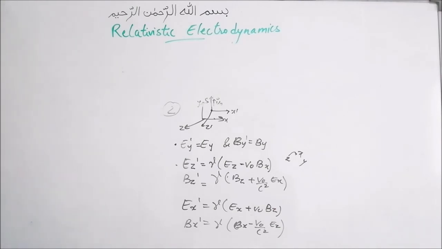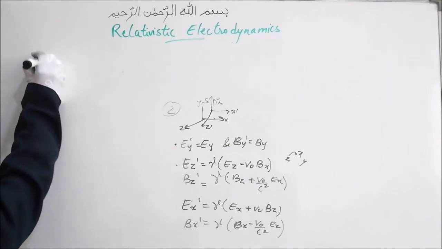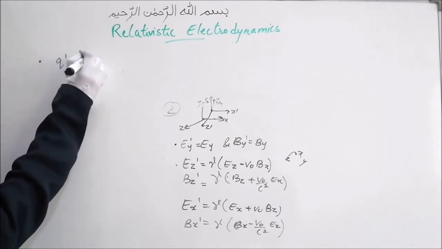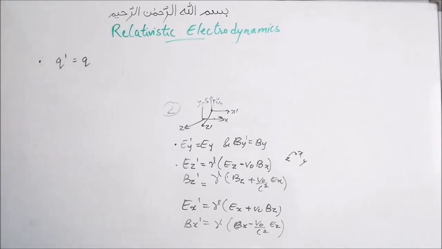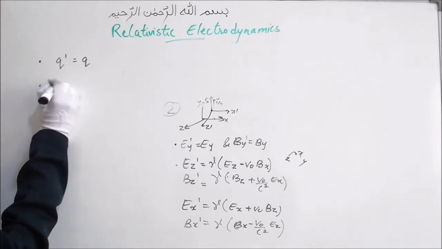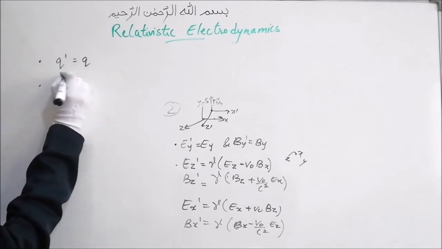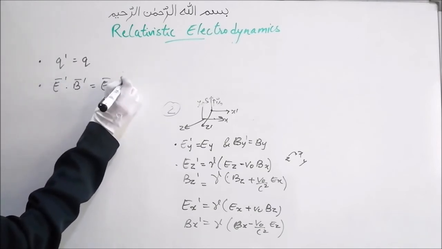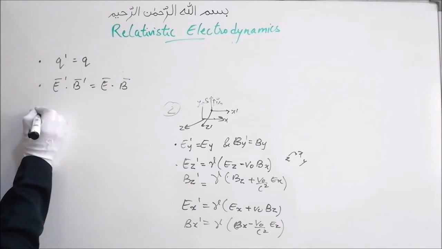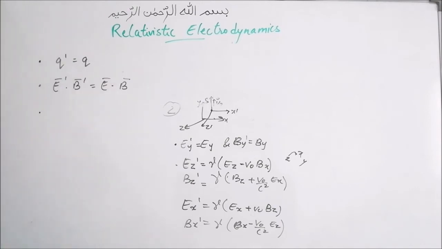Under Lorentz transformation, there are some parameters which will remain relativistically invariant. If there is one frame S and another frame S dash which is moving with some constant velocity along a certain direction, then the charge Q in both the frames will remain the same. Q dash will be equal to Q. Charge Q will not change. The second quantity which does not change is E bar dot B bar dash equal to E bar dot B bar. The product of the electric field and the magnetic field in one frame will be equal to the product in the other frame.